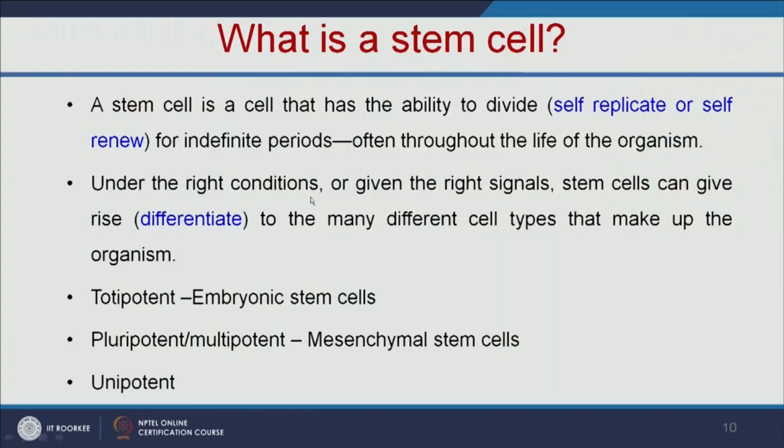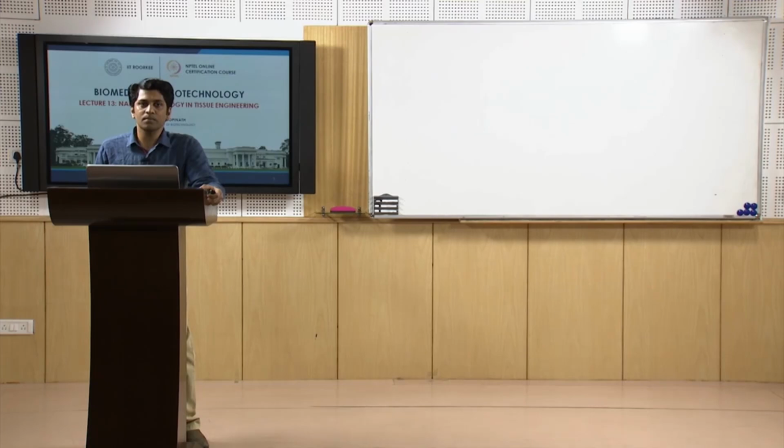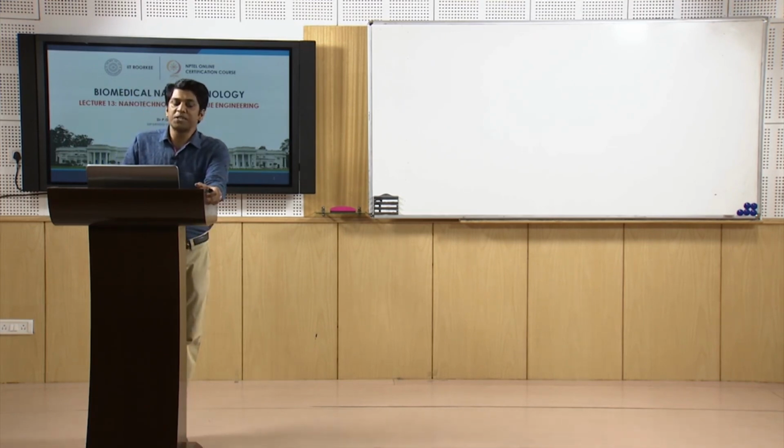Similarly, stem cells can differentiate into any kind of cells. Under the right conditions, or given the right signals, stem cells can give rise to many different types of cells. If you induce the stem cells with suitable growth factors, they will convert into liver cells, or they can be converted into kidney cells. That is called differentiation.